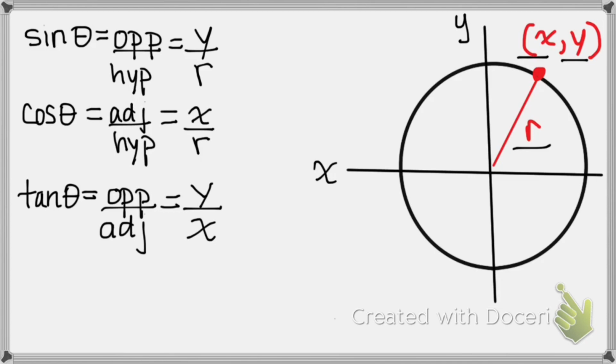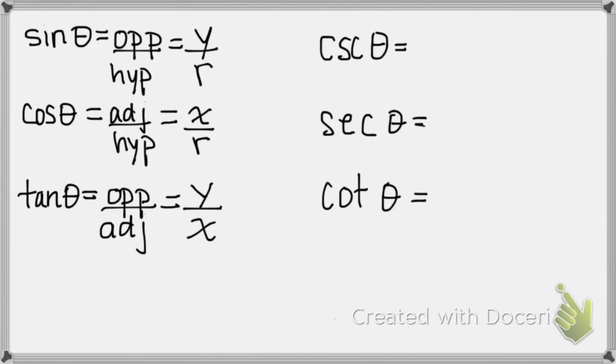We also have the reciprocal functions, which I want to address as well. For the reciprocal functions, I'm just going to look at the x, y, and r. And maybe we know already that cosecant, for instance, is the reciprocal of sine. So taking that into account, with an x-y-r definition of trigonometry, cosecant theta is r over y. Secant theta is r over x, and cotangent theta is x over y.